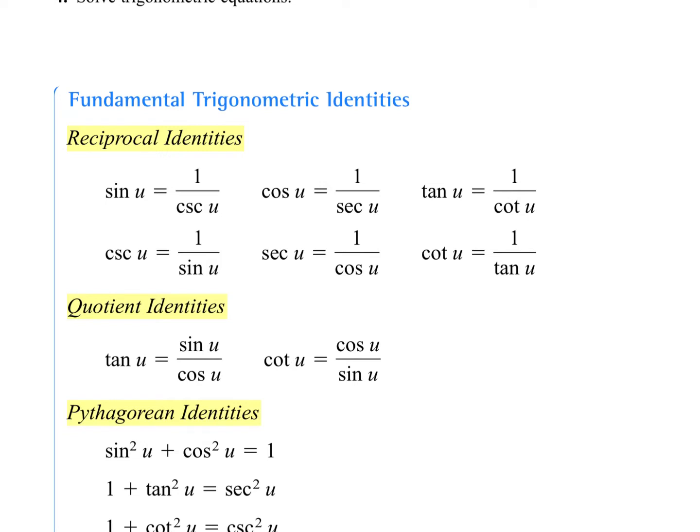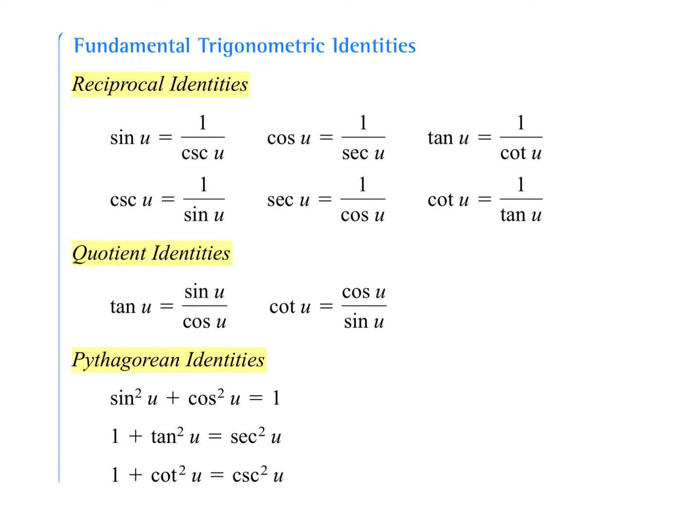So we have our reciprocal identities. These we should already know. The sine is 1 over cosecant, cosine is 1 over secant, tangent is 1 over cotangent, and then the reciprocal ones are the same, so cosecant would be 1 over sine.